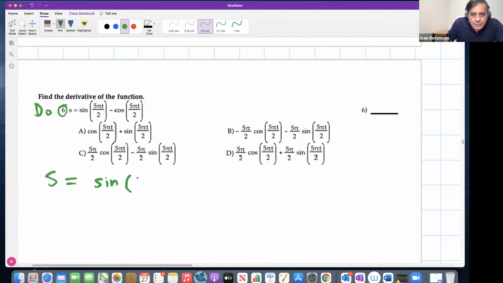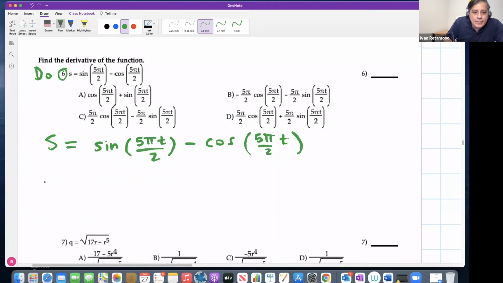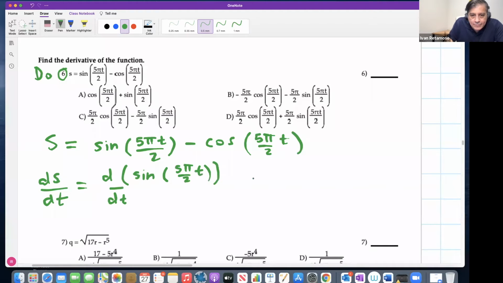This is a composite function, the sine of 5 pi t over 2 minus cosine of 5 pi over 2 times t. In order to find the derivative of s with respect to t, you have to find the derivative of this composite function first and subtract from it this derivative, right? Derivative of cosine. For this, apply form 2 of the chain rule, right?